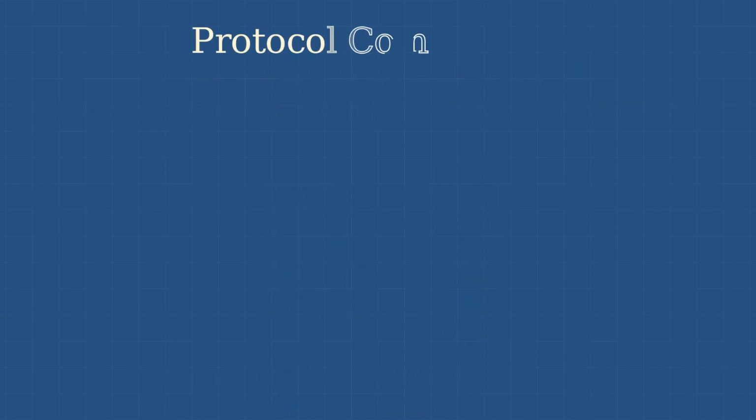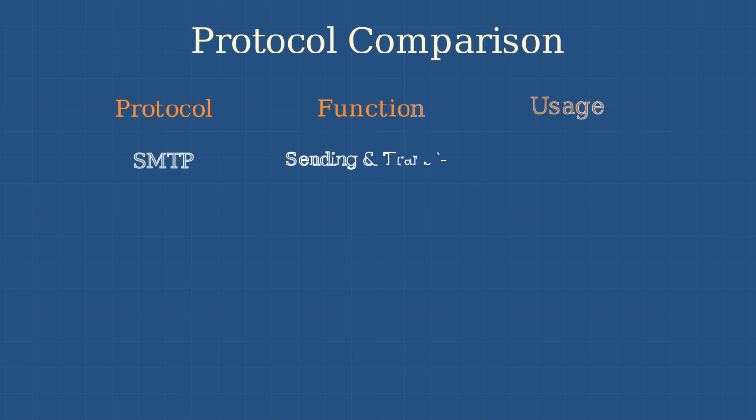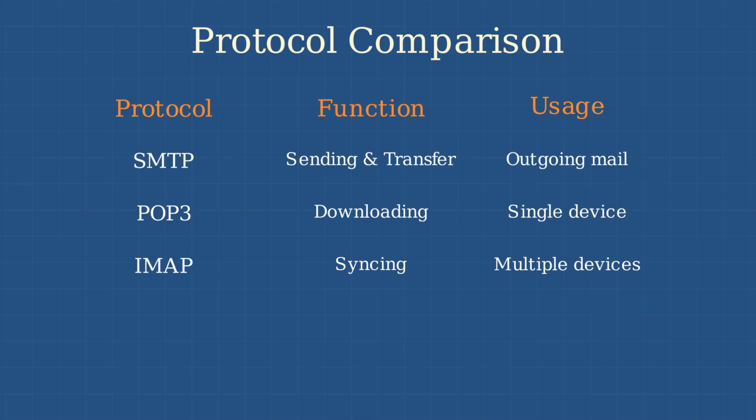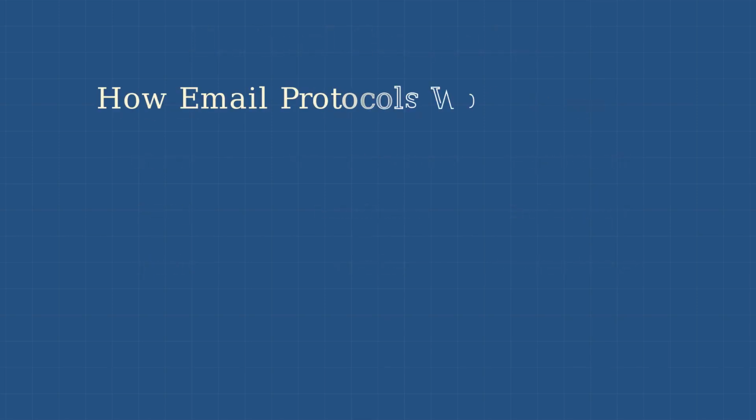Let's compare these three protocols to understand their key differences. SMTP handles sending and transferring emails between servers. POP3 focuses on downloading emails to a single device. IMAP allows syncing and access across multiple devices. These protocols work together to create the seamless email experience we're familiar with.